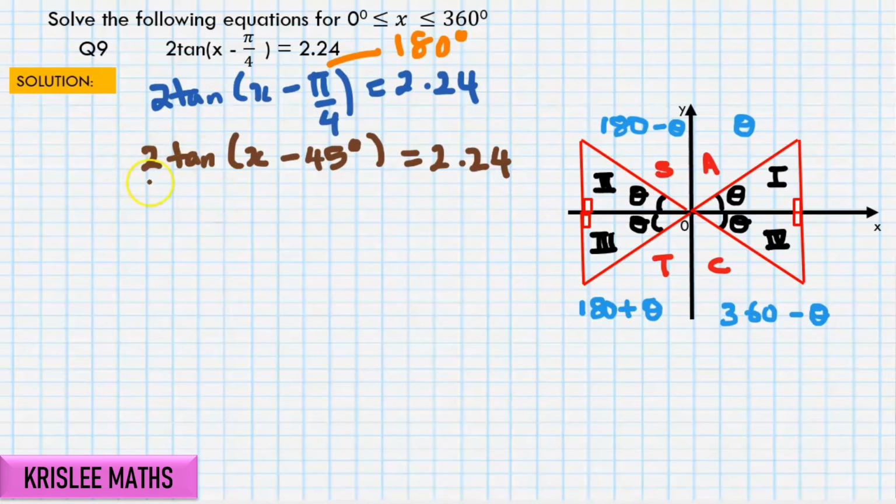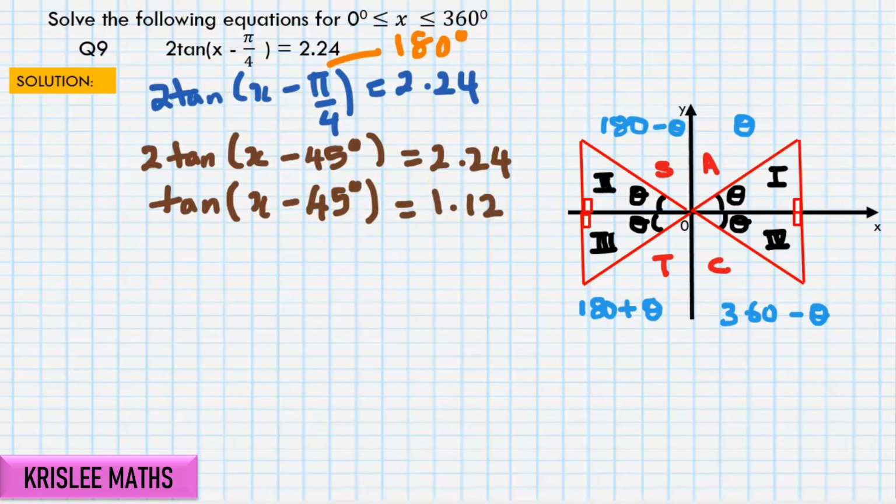You can move the 2 to the right hand side and simplify, and you will have tangent of x minus 45 degrees in bracket equals 1.12. Now you can find the acute angle. So shift tangent 1.12, you will obtain the acute angle as 48 degrees and 14 minutes.